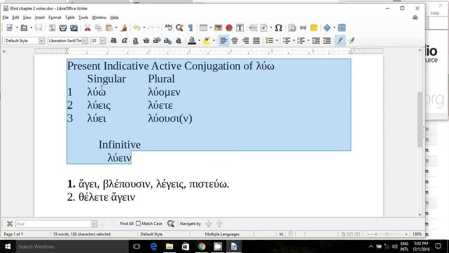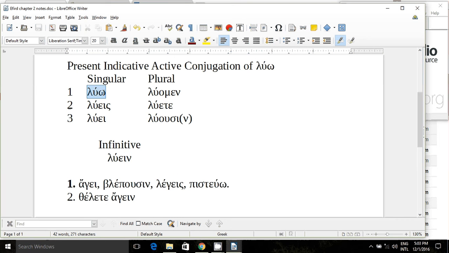So I recommend that you learn them and learn to write them, both with the stem, and also you just learn the endings: o, eis, ei, omen, ete, ousin; luo, lueis, luei, luomen, luete, luousin, luein. Okay.